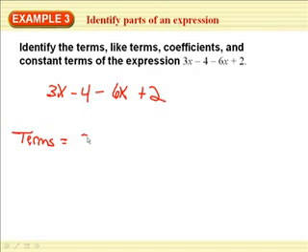The first term is 3x. Okay, and sometimes it's a very easy mistake. It's not just a 4, that is a negative 4. That's a negative 6x, and then we have a 2.